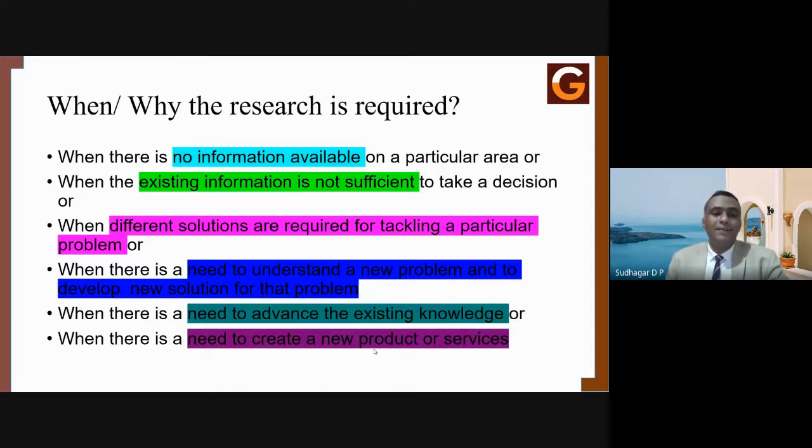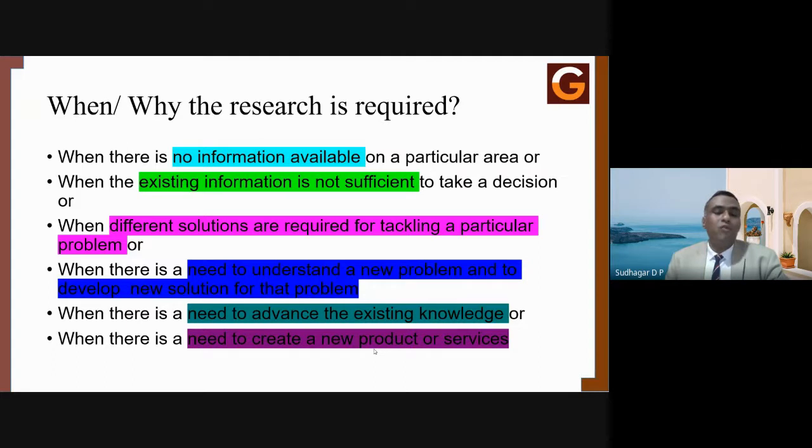The other factor is when there is a need to advance the existing knowledge. The knowledge which we have today may not be the same tomorrow. There is always a constant change which is happening. So it's very important that we advance the existing knowledge so that all the evolution which is happening, all the changes which are happening can be easily analyzed, documented, which could be used as a reference for taking various decisions.